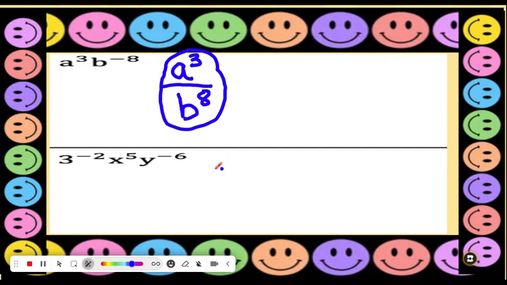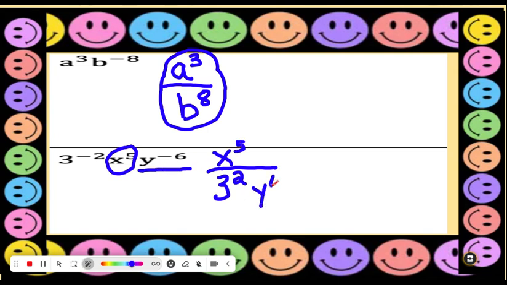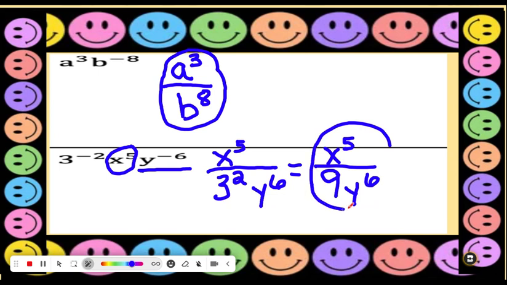So here, I'm going to make my fraction bar. So 3 to the negative second, so 3 squared goes on the bottom. x to the 5th is a positive exponent, so that's going to stay on top. y to the negative 6th, y to the 6th goes on the bottom. And then we just simplify 3 squared. So x to the 5th is going to stay as our numerator. 3 times 3 is 9. And then y to the 6th power.